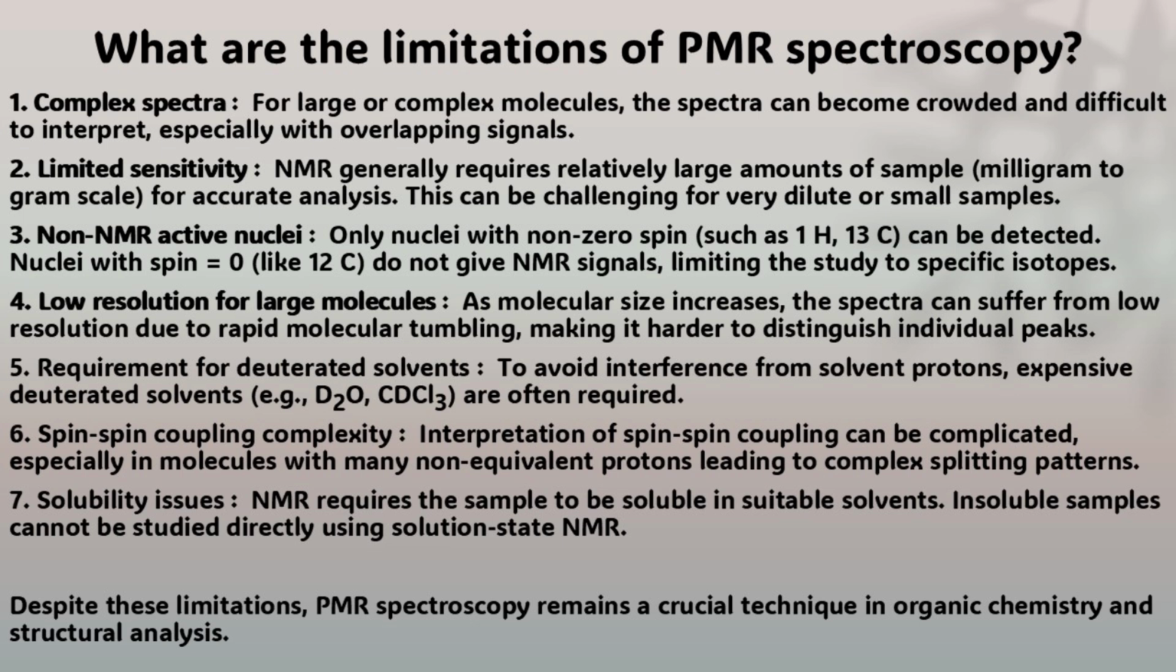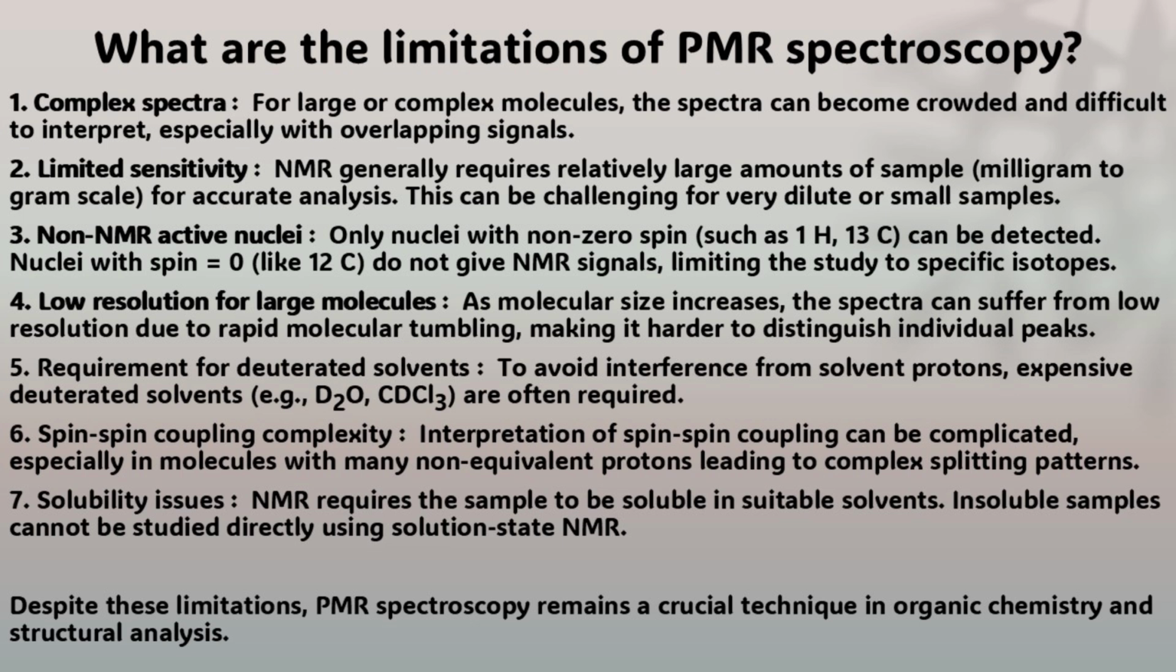For large or complex molecules, the spectra can become crowded and difficult to interpret, especially with overlapping signals. 2. Limited sensitivity. NMR generally requires relatively large amounts of sample, milligram to gram scale, for accurate analysis. This can be challenging for very dilute or small samples.